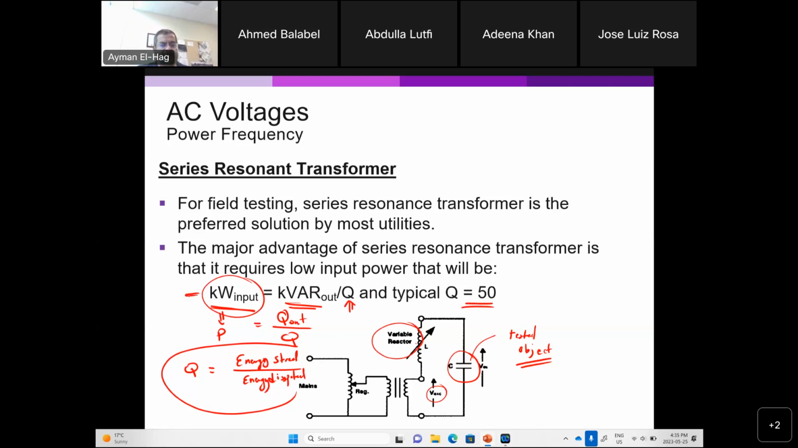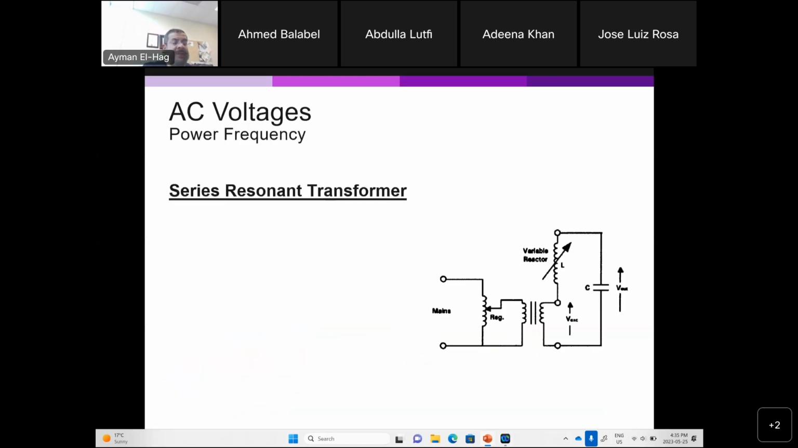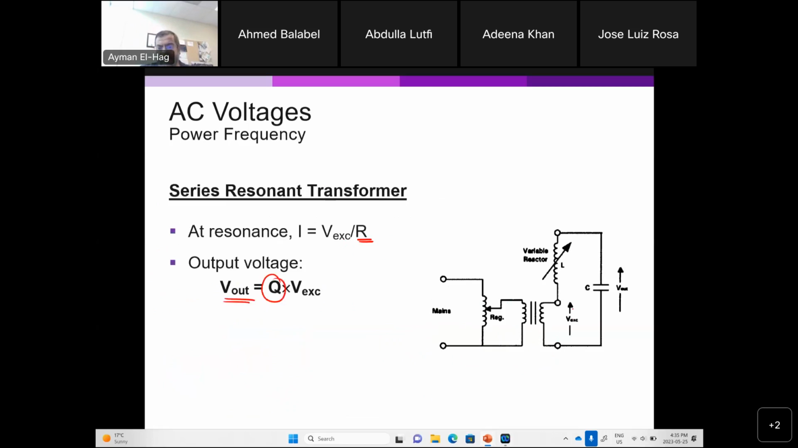And remember, the power here is the voltage times the I. So V is something that you can't change, so you are reducing I. When I reduce the I, I reduce the whole size of my equipment and make it very easy to be used in the field. So at resonance, your current is equal to the excitation voltage divided by the internal resistance that you will have in your system. And your output voltage is equal to the Q factor times the excitation voltage.